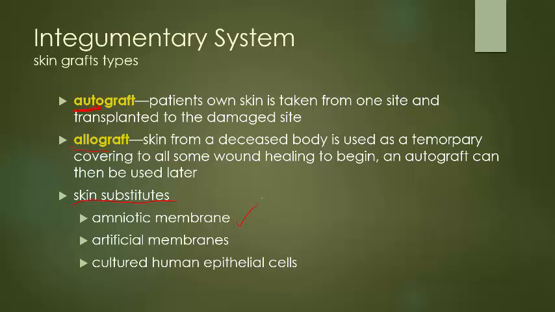One is the amniotic membrane from a recently born baby, or artificial membranes have been developed that can be laid over the wound or the burned area and remain there until an autograft can be done. And then finally, and this is the most exciting, in the past couple of decades, we have gotten better at culturing human epithelial cells. And now there are processes that can produce fairly large sheets of epithelium. And it can be done quickly enough, even from the patient's own skin cells.